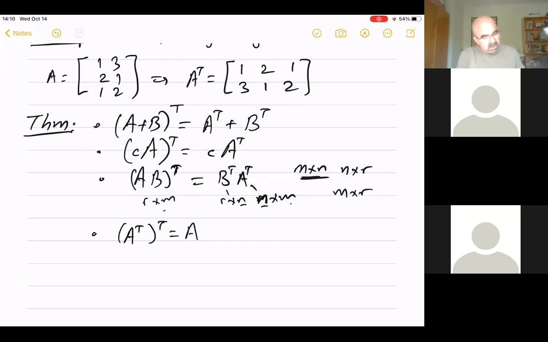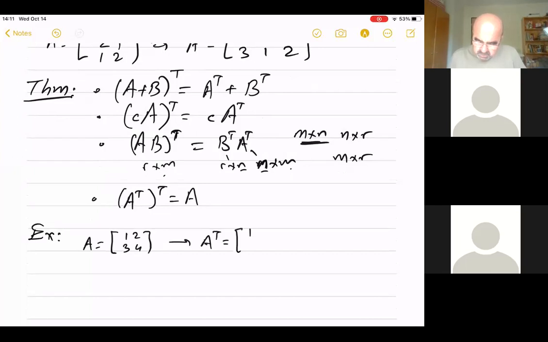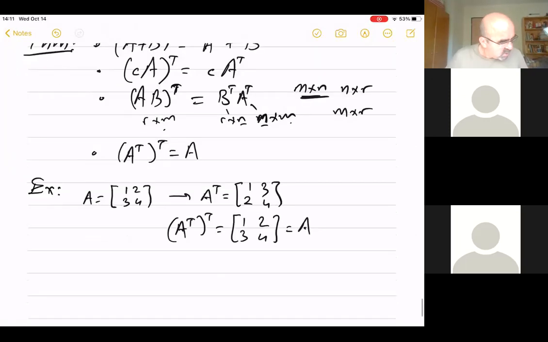Now, let me give some example. If A is, let's say, 1, 2, 3, 4, then A transpose is 1, 3, 2, 4. Then if we take the transpose once again, what do we get? 1, 2, 3, 4, and that is the matrix A. So this is not the proof, but just an illustration of the proof.